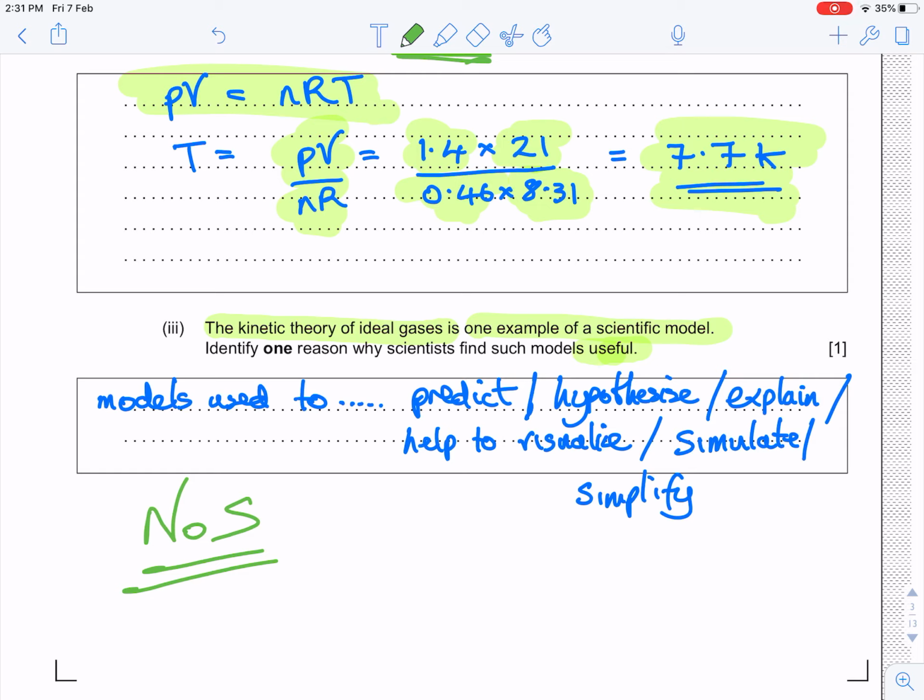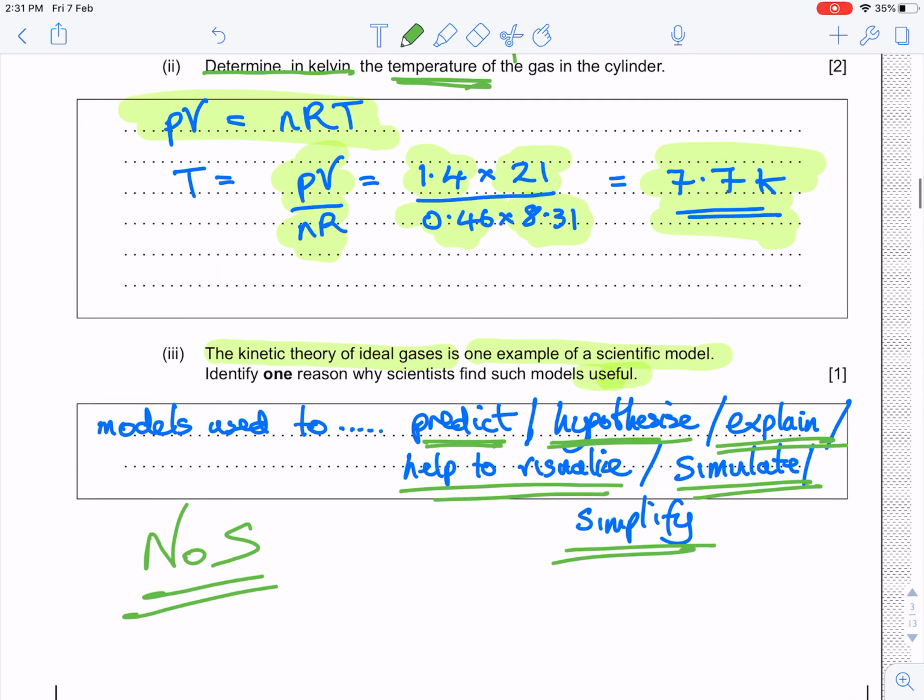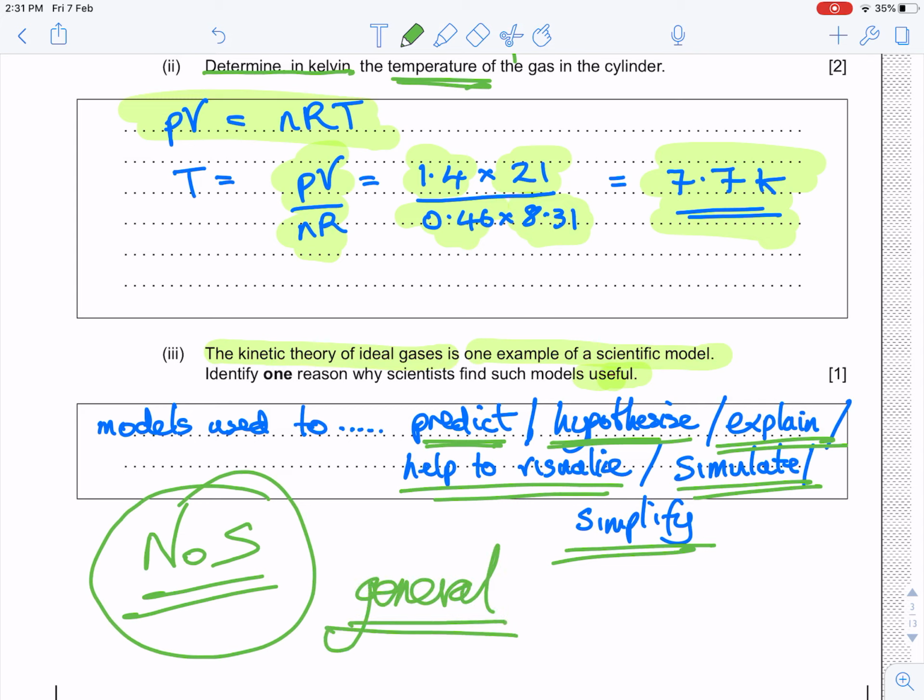So models, any of these would do. Models are used to predict, hypothesize. They're used to explain in more detail, help us understand physical concepts in more detail. They help us visualize them sometimes, or simulate difficult concepts, or simplify. And I suppose in this instance, not that you would need to add this in, PV equals nRT is the ideal gas equation. It helps us predict and explain and simplify what's quite a complex system of a gas. But for a nature of science question, you need to keep it general. So your answer here must be kept in more general terms.